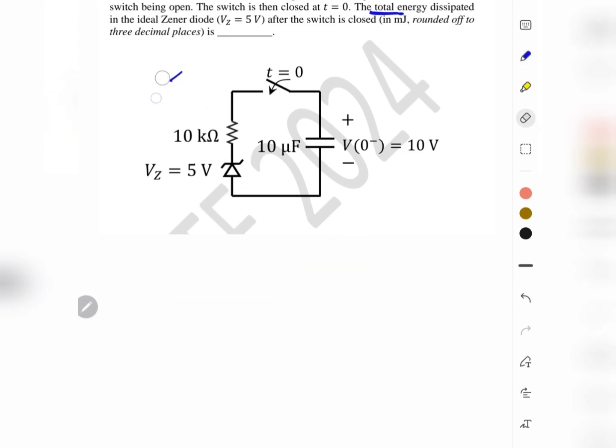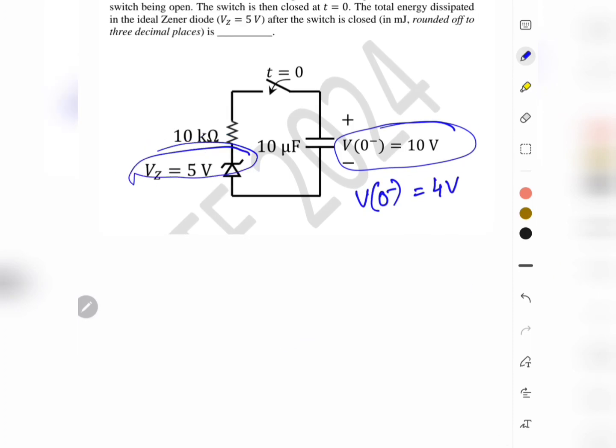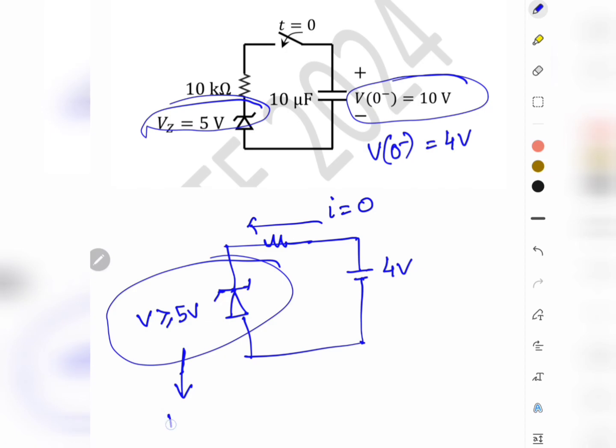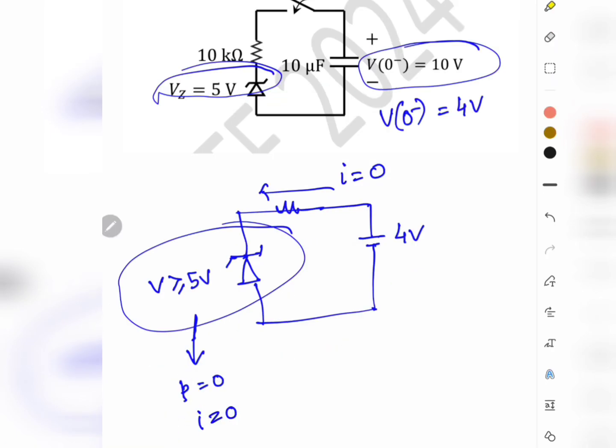But the question is, suppose in the question it was given that the initial voltage is somehow 4 volts, but the Zener needs at least 5 volts to reach the breakdown region. So here there is 4 volts, and the Zener needs at least around 5 volts. So then there cannot be any current. Then the power dissipated across this Zener is 0, because no current can flow. So these are the things we need to check when we start answering. This is the first thing that we need to cross check, and then we can solve it.